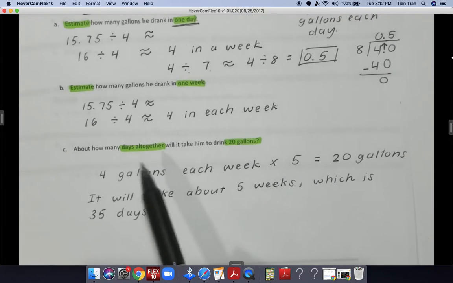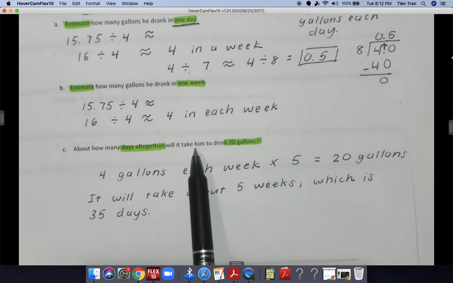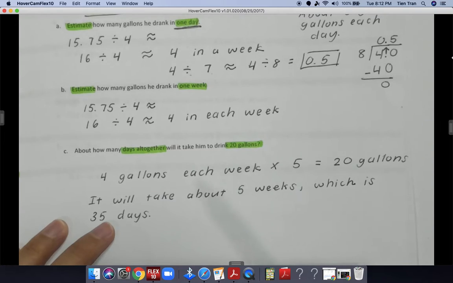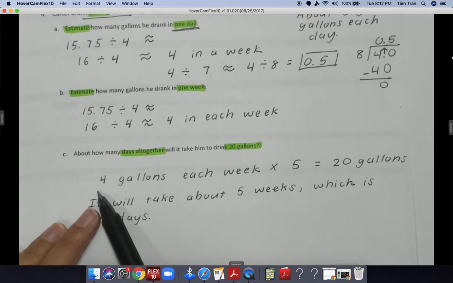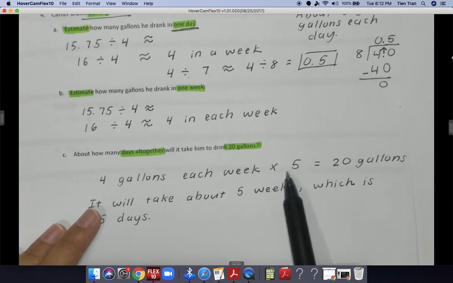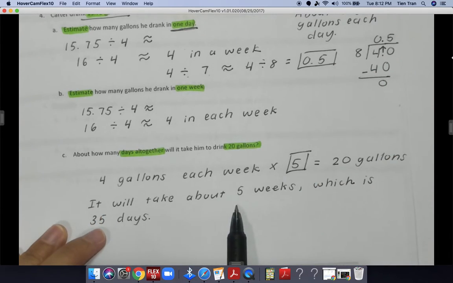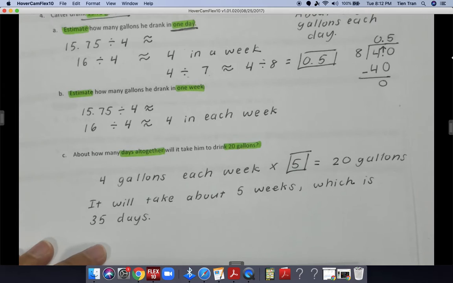For problem C, about how many days altogether will it take him to drink 20 gallons? So now I'm figuring out how much time it would take him to drink 20 gallons. So I'm going to multiply 4 gallons each week by 5 in order to get 20 gallons. So in this case, it's going to take him about 5 weeks, which is equal to 35 days.